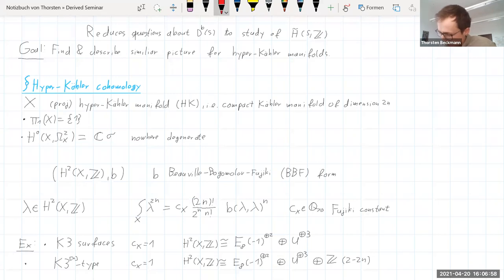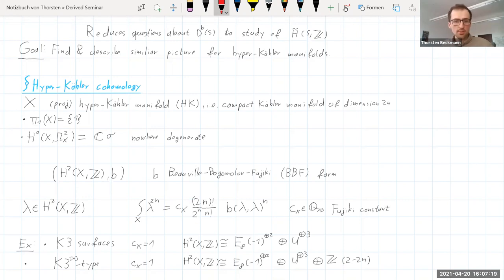And so what does it mean? That means that it's a compact Kähler manifold, so the dimension will always be 2n. So if you see throughout this talk any n, that comes from the dimension. So a hyperkähler manifold is a compact Kähler manifold which is simply connected, and the space of holomorphic two forms is generated by a nowhere degenerate two form.